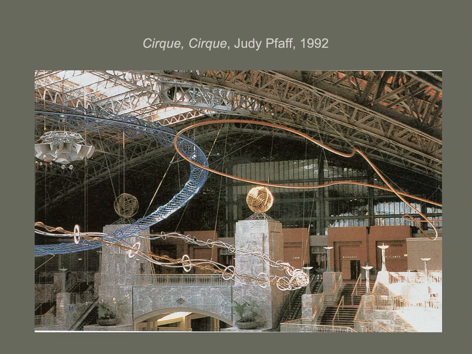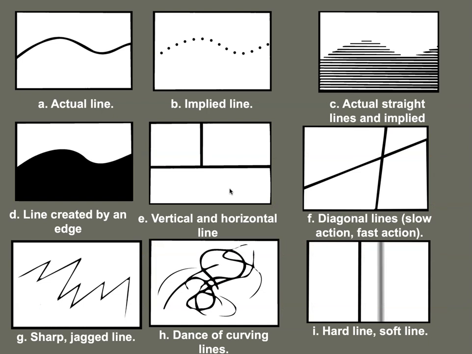In this piece, Circus Circa, from 1992, the lines are there to be experienced in and of themselves, and they're really meant to just guide your eye around the space and make you, as the viewer, experience the space in a new way. So when we're talking about line, there are several characteristics of line that I want to talk to you about.